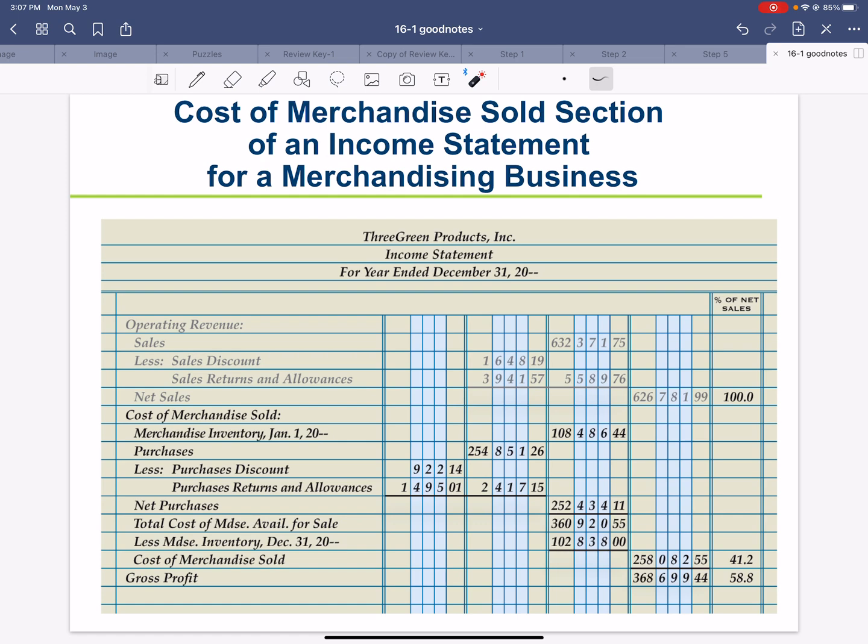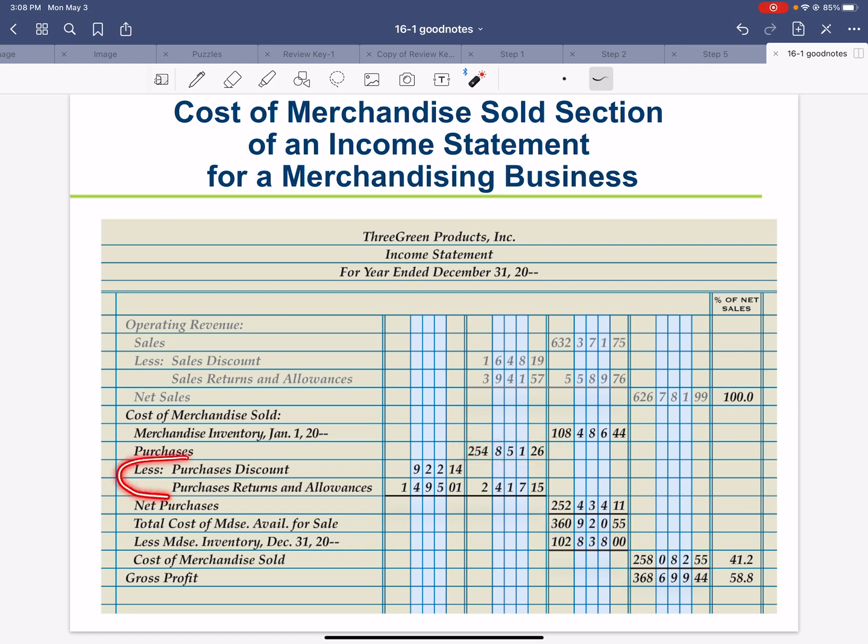Okay, next we're going to take a look at the cost of merchandise sold section of our income statement. You can see we've already done that part there. So next we are going to write the heading, cost of merchandise sold, what it costs for the merchandise that we are selling. The first line, we are going to fill out our merchandise inventory on January 1st, and that amount goes right there. Then we're going to list the total of our purchases. Remember, we're getting this all from our adjusted trial balance. Our purchases will go right there.